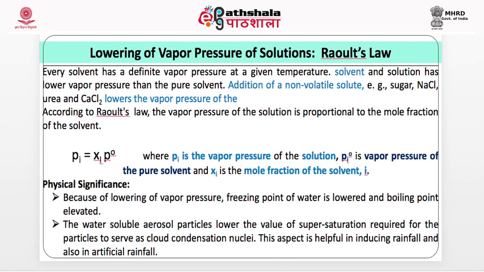This is also important here. The water soluble aerosol particles lower the value of the supersaturation required for the particles to serve as cloud condensation nuclei. This aspect is helpful in inducing rainfall and also in artificial rainfall. So, this concept is important in environmental chemistry and in meteorology.